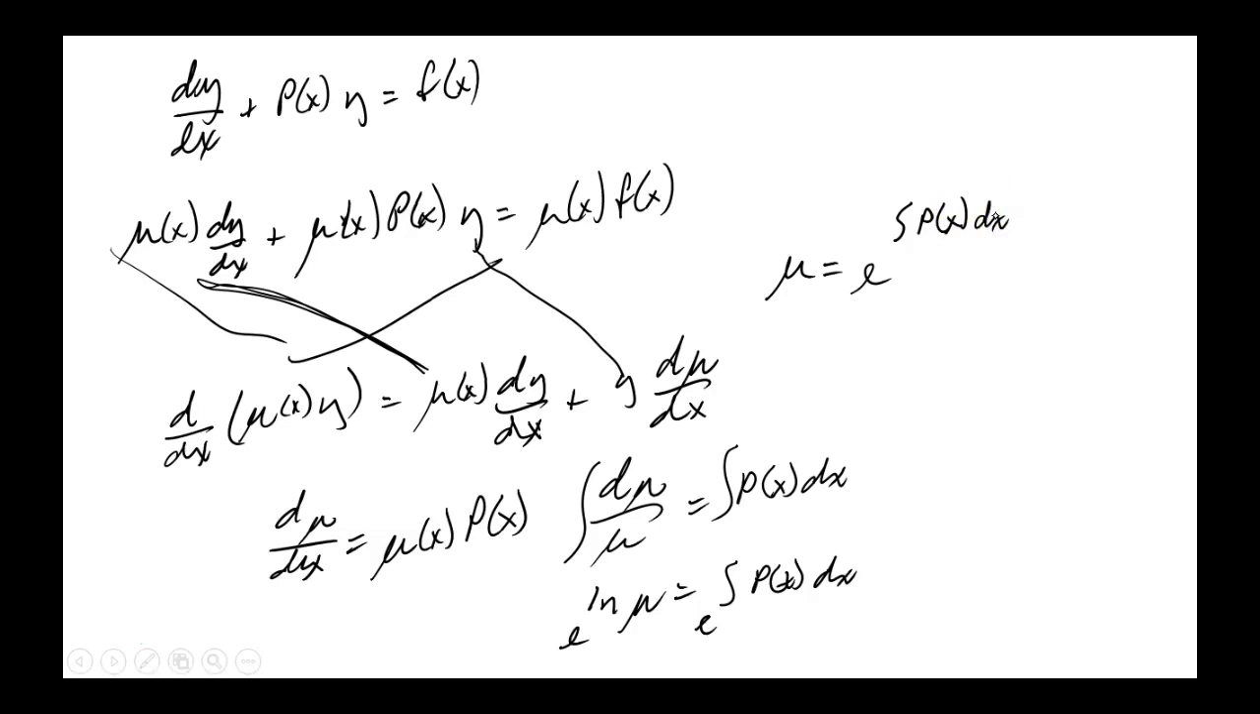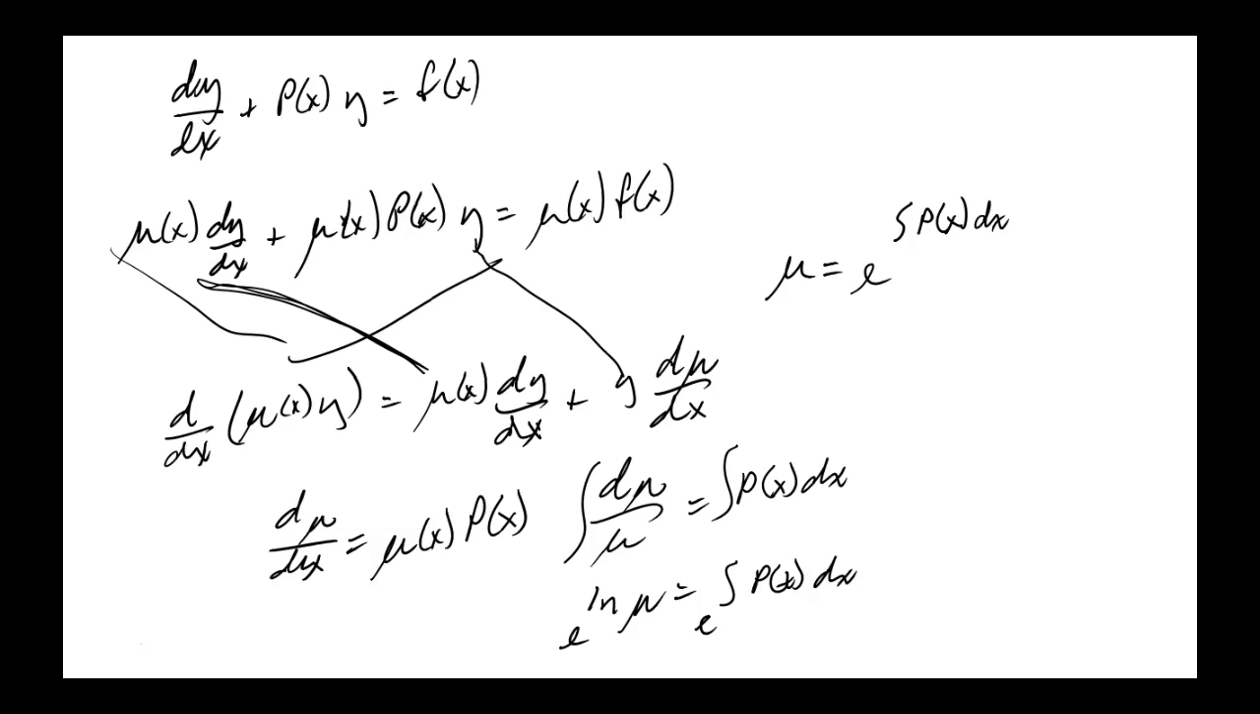If we know what p is, and it's an integrable function, and remember that was one of the requirements at the beginning, that p of x and f of x must be continuous functions. Well, you can't quite say if they're continuous, they've got to be integrable, but most of the time they are. So if p is an integrable function, then your mu of x is going to be e to the integral of p of x dx. That's it. If we can make that happen, we're okay.